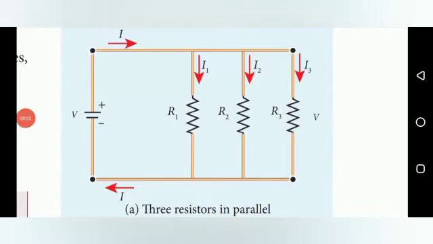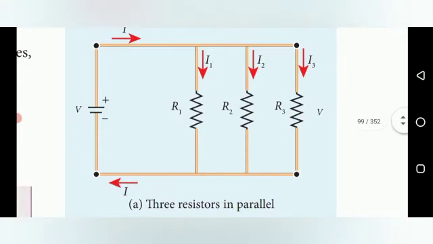Next, the resistors in parallel. We take three resistors connected in parallel connection, R1, R2, R3. When the potential difference is connected, the same potential is produced across all three resistors, but the current is split at the terminals. So here V is constant, and I varies because of the different resistor values. Let's see the derivation of that.